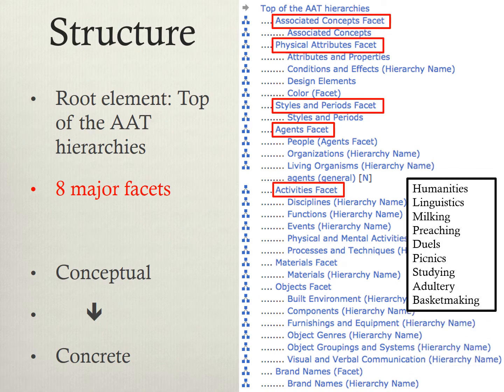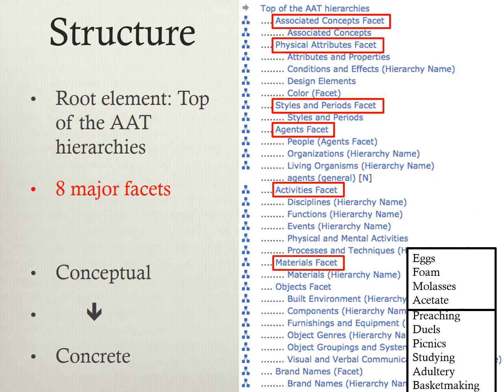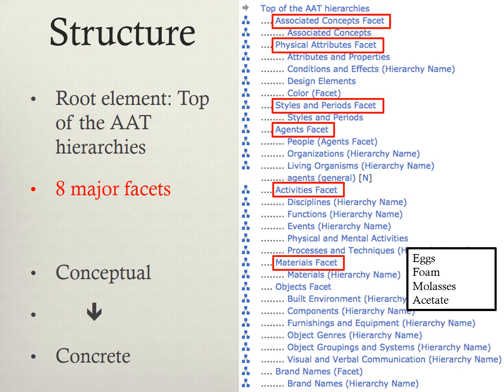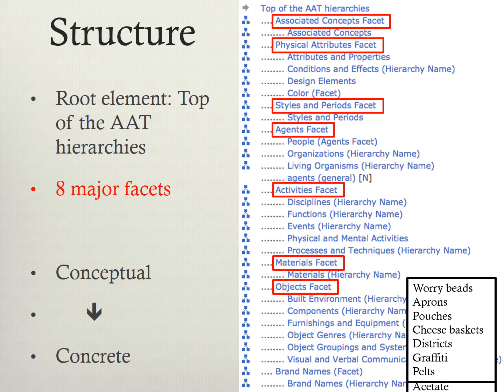The activities facet is like it sounds. There are different activities in here. You can see that there are disciplines and functions and events, etc. Humanities, linguistics, milking, preaching, duels, picnics, studying, adultery, and basket making, for example. The materials facet deals with physical substances that are used in creation, such as eggs or foam or molasses or acetate, just as an example.